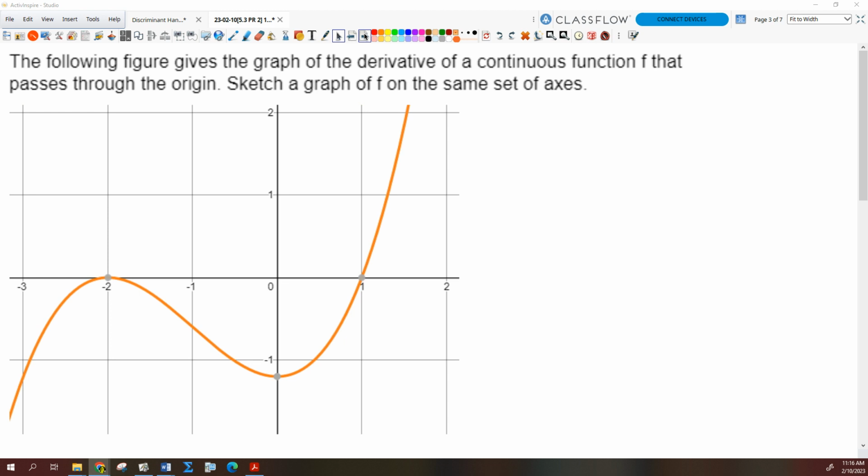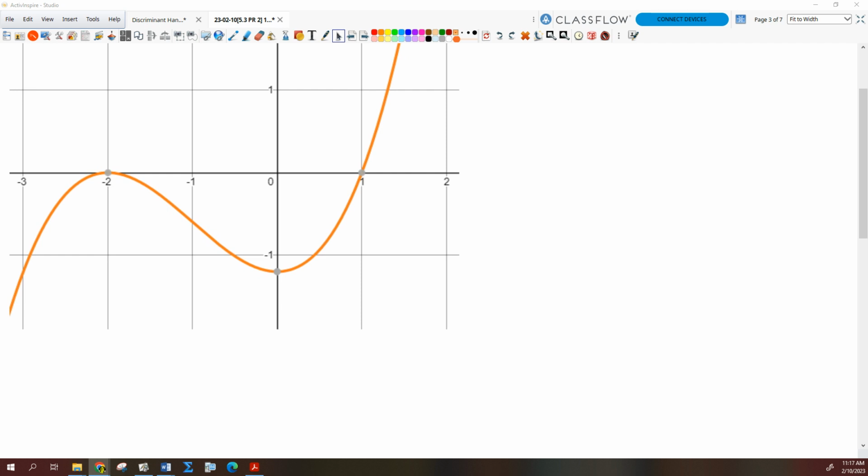How about this? The following figure gives the graph of the derivative, again, of a continuous function that passes through the origin. Sketch a graph of f on the same set of axes. Okay, well, what's going on here? Where are the critical numbers on this one? -2, +1? Yeah, okay. So -2, +1. Those are the places where, if extrema exist, that's where they would have to exist.